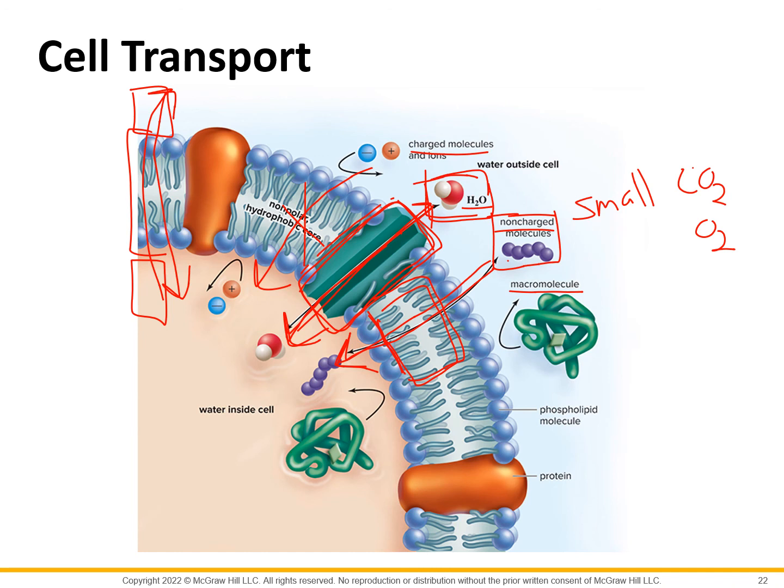Other molecules that are large, like glucose, or ions, will need either channel proteins or carrier proteins. Then sometimes there are very large molecules, like the macromolecules, which in the molecular world are very, very large. They will need other forms of transport, such as endocytosis and exocytosis. I'll talk about all those different types of transport next.